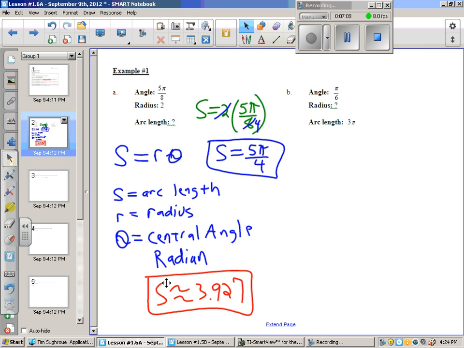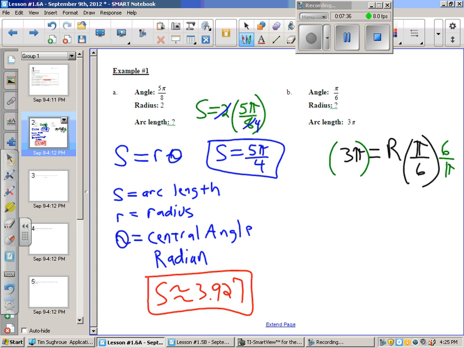Okay. On the second example here, in this particular one, they give you the angle. They want you to find the radius if the arc length is 3 pi. Just plug in what you know. The arc length is 3 pi. The radius is what we're looking for. The angle is pi over 6. So now if we just multiply by the reciprocal, multiply by 6 over pi, and reduce, the radius will be 18.